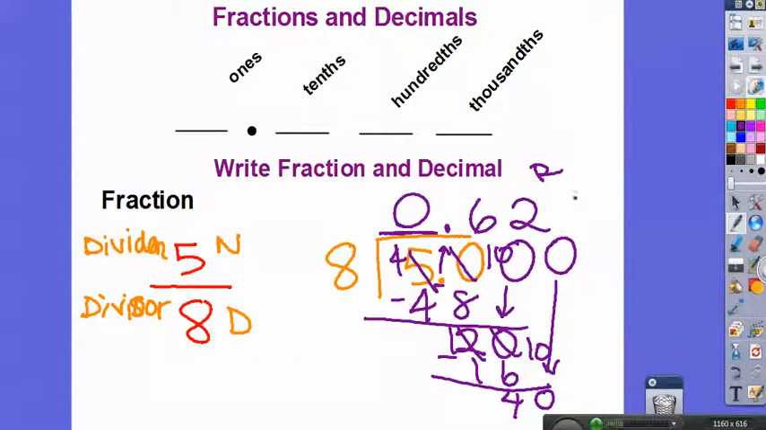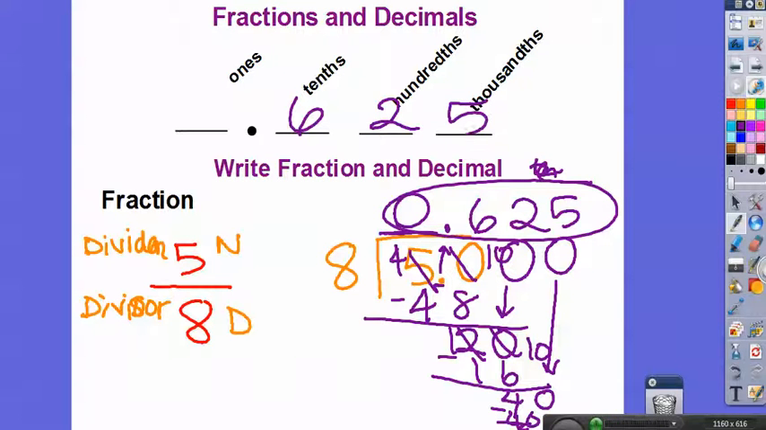And 8 goes into 40 5 times. 5 times 8 is 40. 40 minus 40 is 0. So I don't have a remainder. And 5/8 is equal to 625 thousandths. And we can write that up here as well. So I just converted my fraction into a decimal, and these are equal.